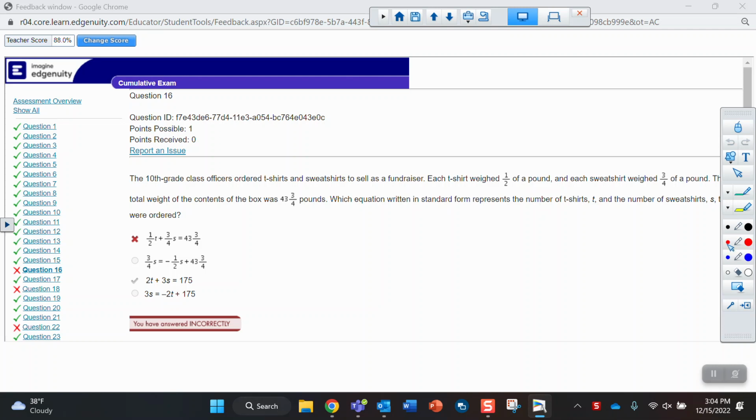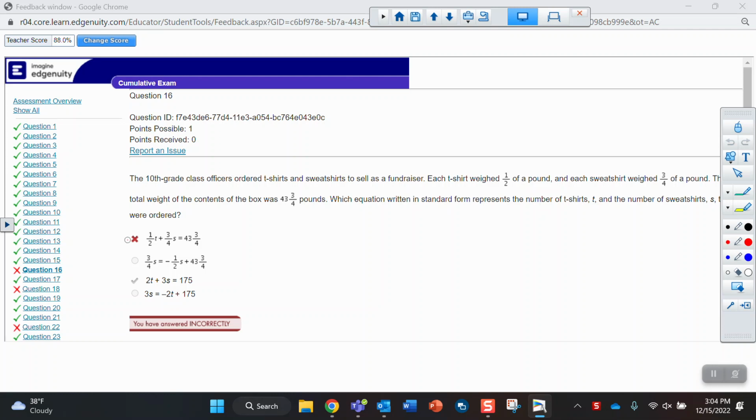And the first question you missed was question number 16. This one asked for you to write the equation in standard form. While you did get it started correctly, you put the right numbers with the right variables, you have it equal to the correct number, there is a rule about standard form that you can't have any fractions.